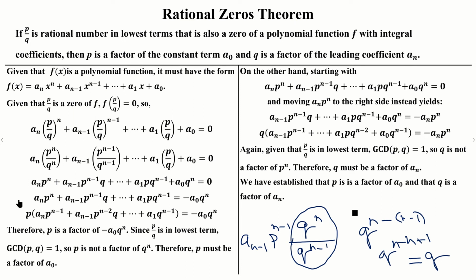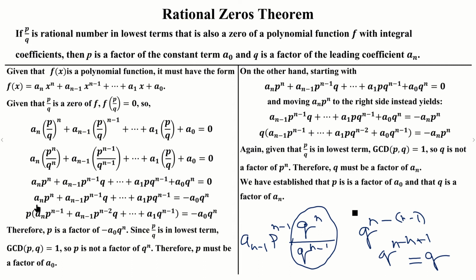Now what we're going to do is keep all these terms on the left side, and move this one term to the right side. So that's why it becomes negative a0 Q to the n.